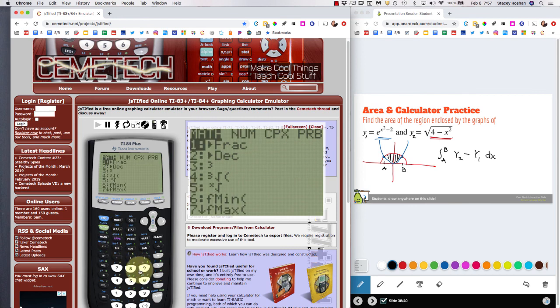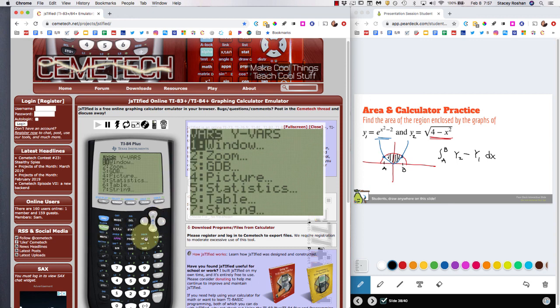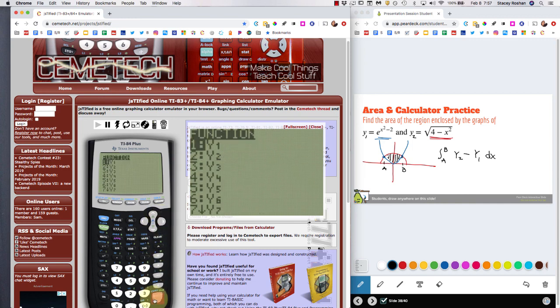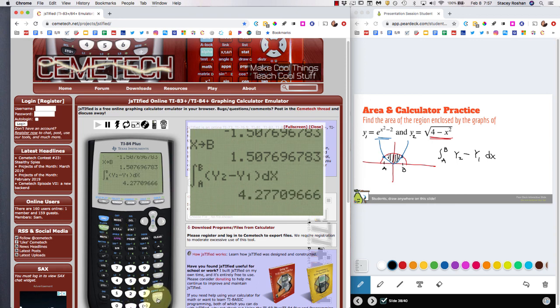We are going to math 9 fn int, and we are going from A, which was my smaller bound, to my top bound, which was B, and we were doing the top curve, which we had stored in y2, vars, pick y2, minus vars, this time pick y1, dx. X is the variable, enter. Let your calculator do all the work. That's it. Equals 4.277, because I need 3 decimal place accuracy, and that's my answer. That's going to be on your exam. Make sure you know how to do it.